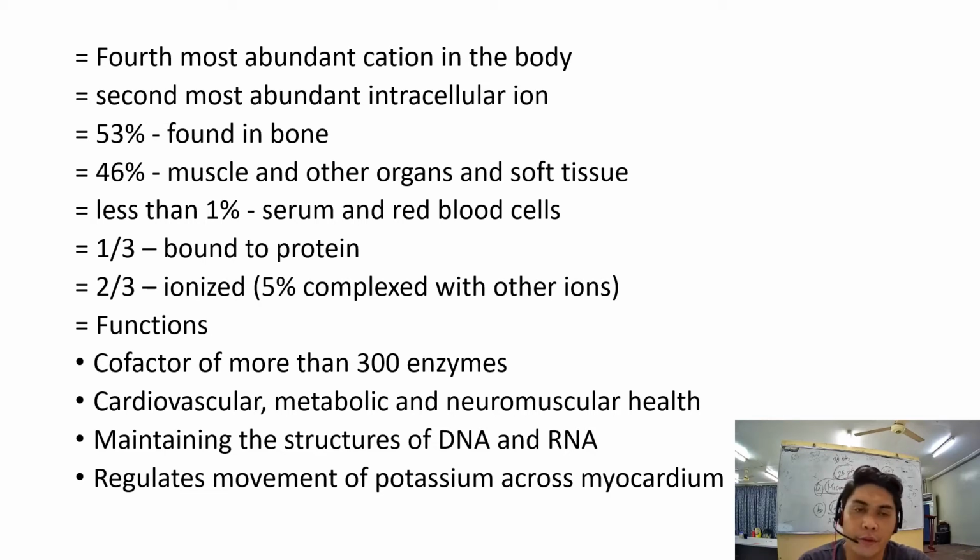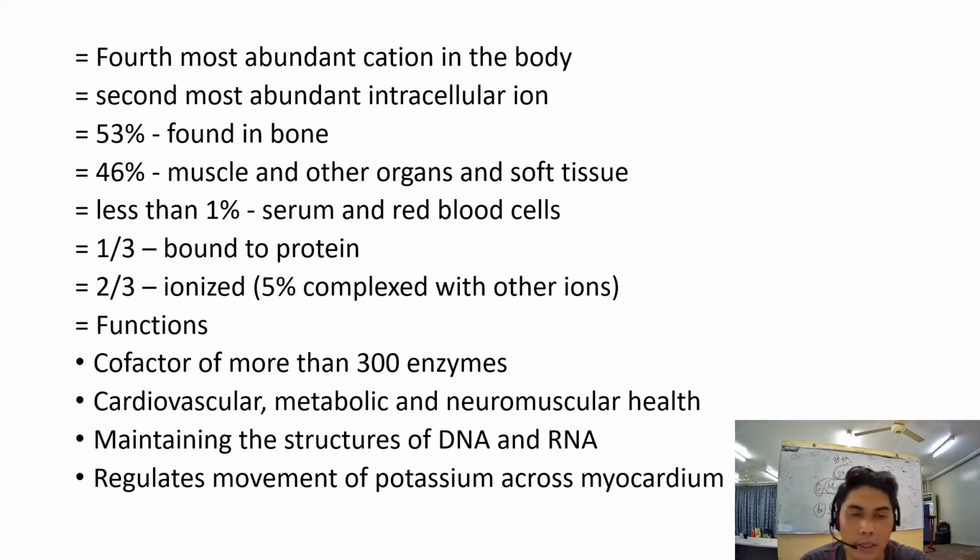Regarding the forms of magnesium, one third is bound to protein, and two thirds is ionized, and only 5% of the two thirds is complexed with other ions.